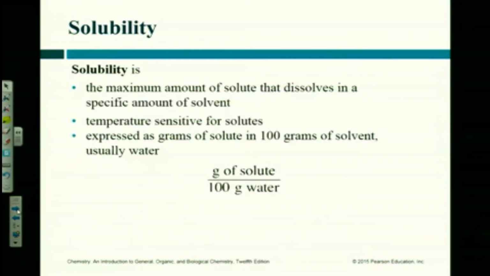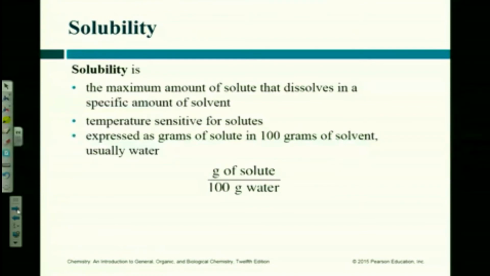So, solubility is the maximum amount of a solute that can dissolve in a given solvent. The maximum amount that can dissolve is normally given in terms of grams per 100 grams of solvent. In most of our cases, our solvent is water, so it'll be grams of solute per 100 grams of water.